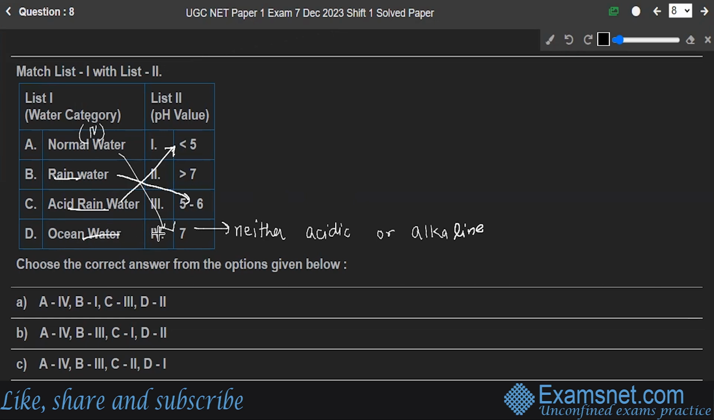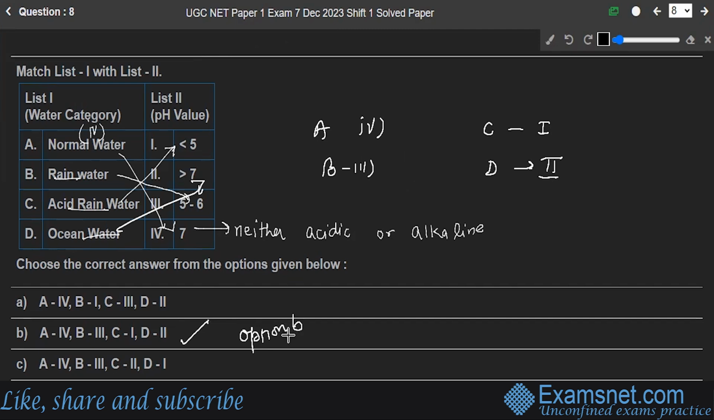Next is your ocean water. Ocean water has a pH of around 8.1, which means it's greater than 7. Ocean water is slightly alkaline because it contains dissolved salts such as sodium chloride. So you have A goes with 4, B goes with 3, C with 1, and D with 2. So that makes 4, 3, 1, and 2. This is the one. Option B is the right answer to the question. Hope you got that. Let's move to the next question.